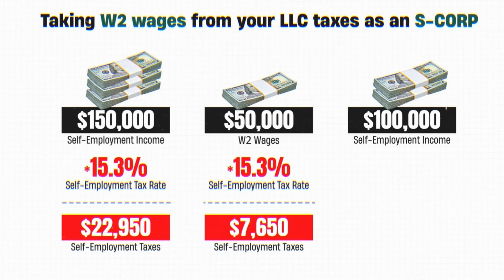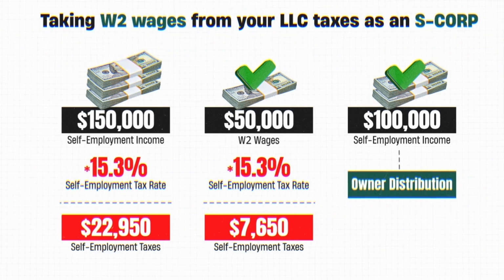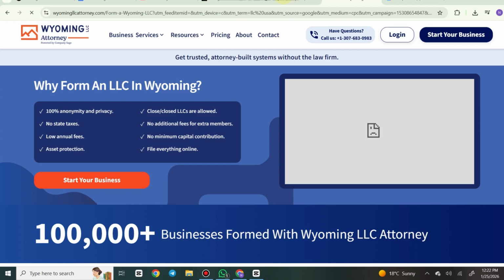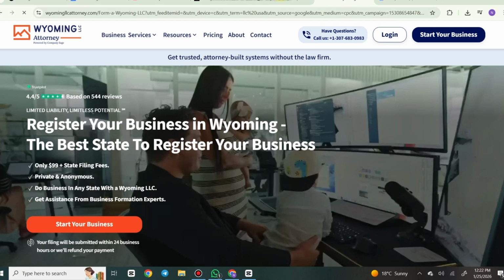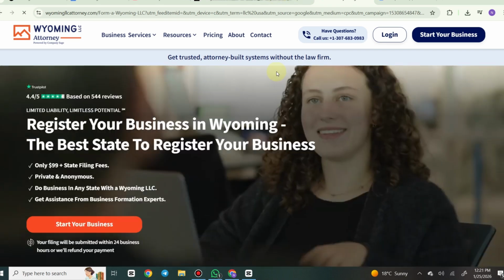In this case, the owner would take a $50,000 W-2 salary from the S corporation and still be able to take $100,000 of the remaining profits as owner distributions, which would not be subject to payroll taxes. Those profits would still be subject to federal and state individual income tax, but a large portion of employment taxes would be avoided. This leads to an important question.